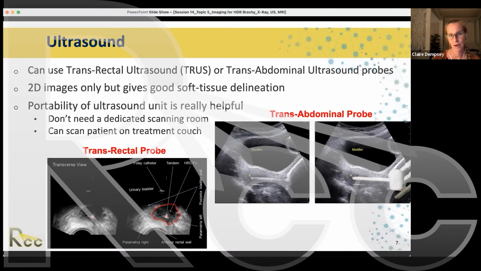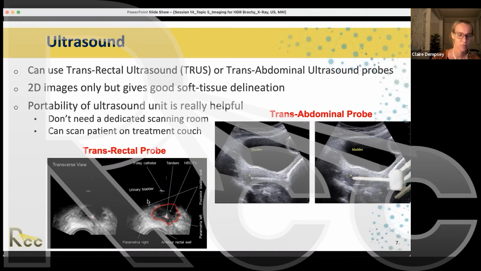Ultrasound is great in giving soft tissue delineation. So you can see in these images, with the transabdominal image, you can actually see the bladder up the top, and then down here you've got your cervix and your uterus, and you can actually see the applicator inside the cervix and uterus in that patient.